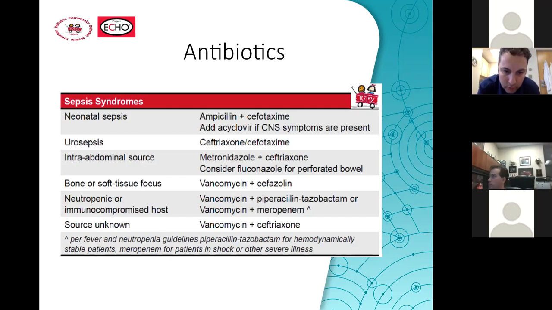We're trying to push towards vancomycin and cefepime at this time, given some data on AKI. Also, vanc and meropenem is an appropriate alternative. If you have an unknown source and a child without a central line, vancomycin and ceftriaxone is an appropriate start. Always decide if you're worried about meningitis or not, because your dosing will be different.